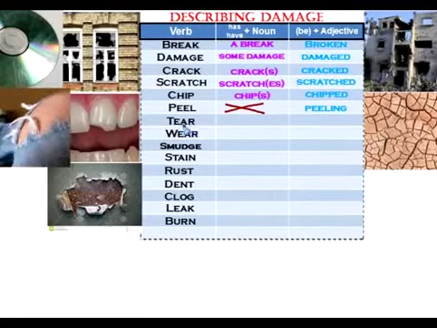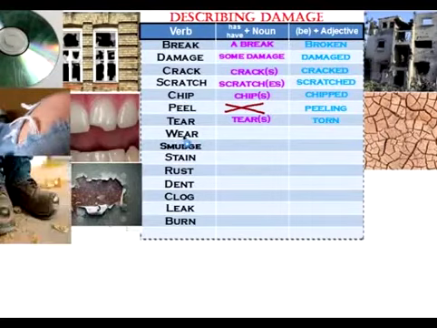Tear. Okay, so what's the problem with these jeans? I could say they have a tear. Or maybe they have tears, for many tears. Or they are torn, for the adjective. Okay? Let's look at this one, wear.